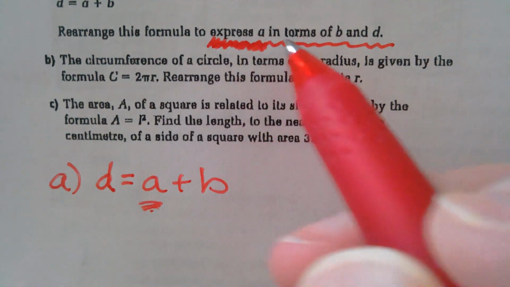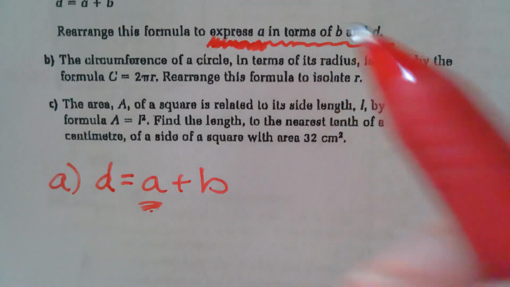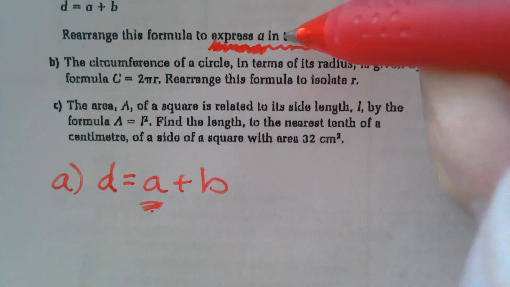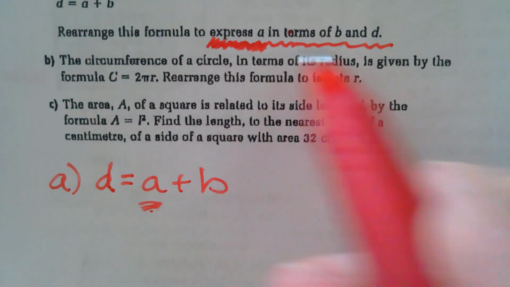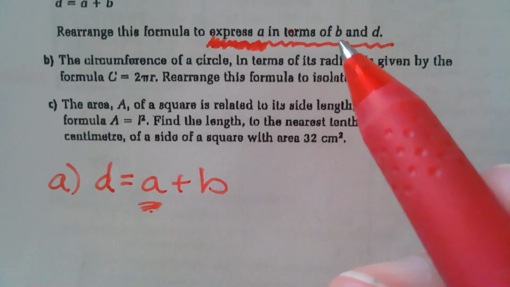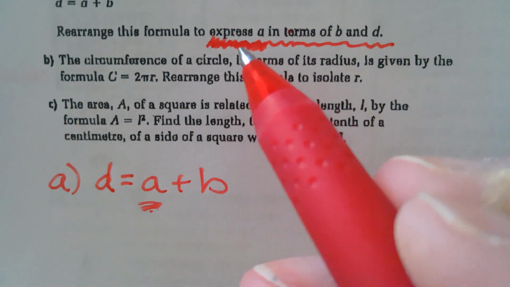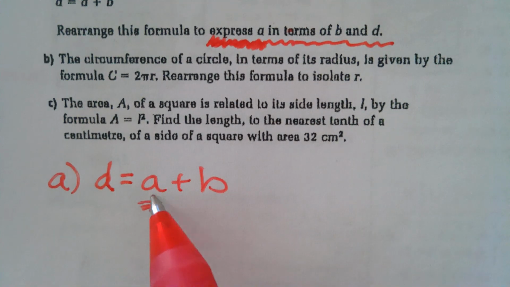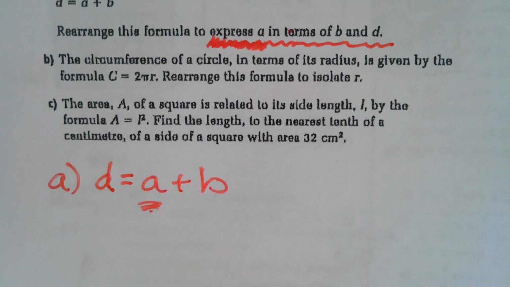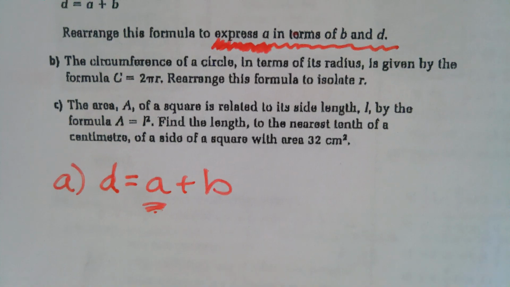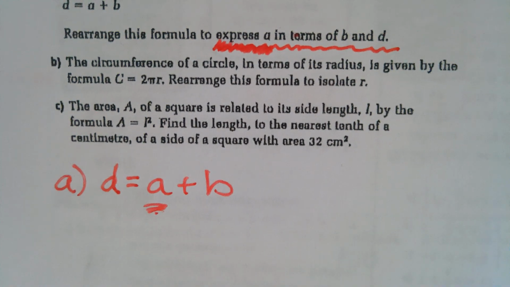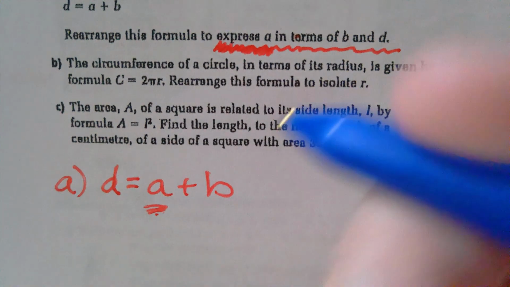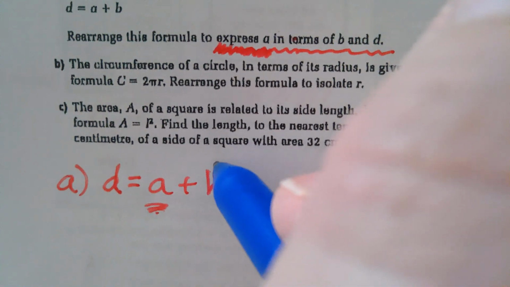So recognize this wording, because you will see this a lot. Express this in terms of that. Express that in terms of this. So express A means A equal. So if I want A by itself on one side, what do I have to do? What am I moving? Angelina? Move the B.